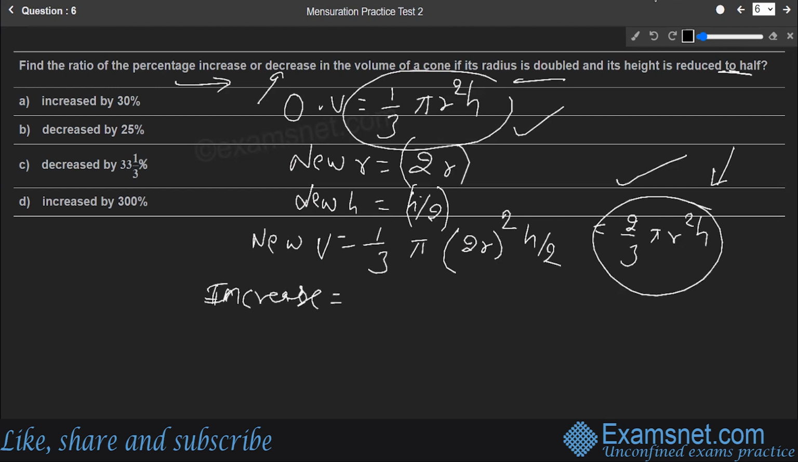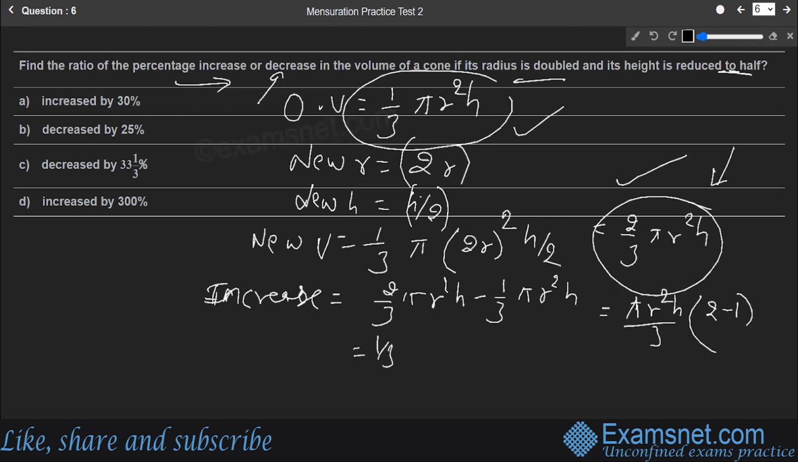Increase can always be found by the final value minus the old value. So it's 2 by 3 pi r square h minus 1 by 3 pi r square h. This is how the difference has been found. Let's take something common: pi r square h over 3 is common. How much is left? We are left with 2 minus 1. So it's coming out to be 1 by 3 pi r square h.